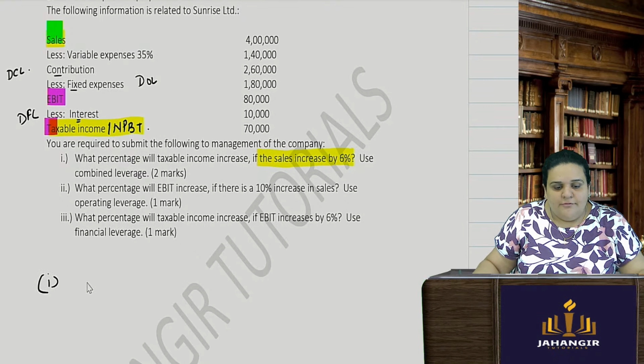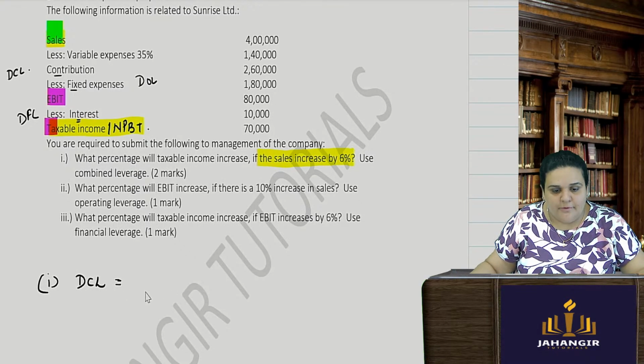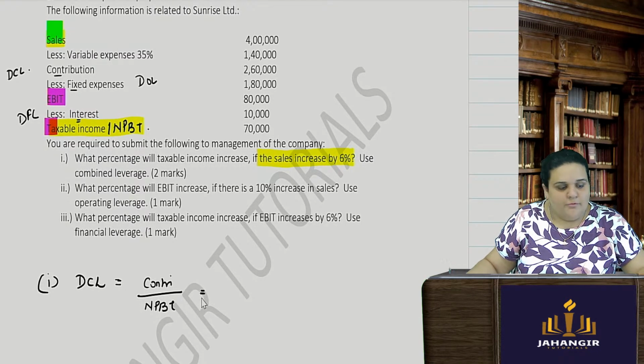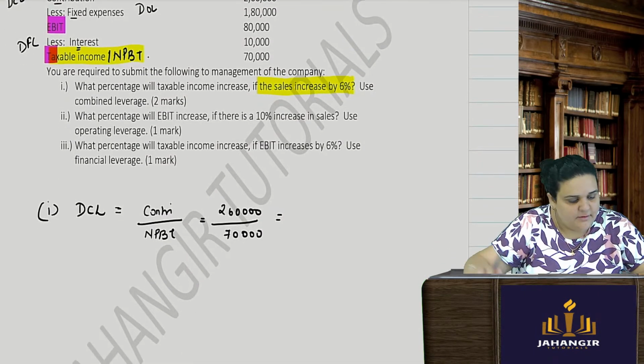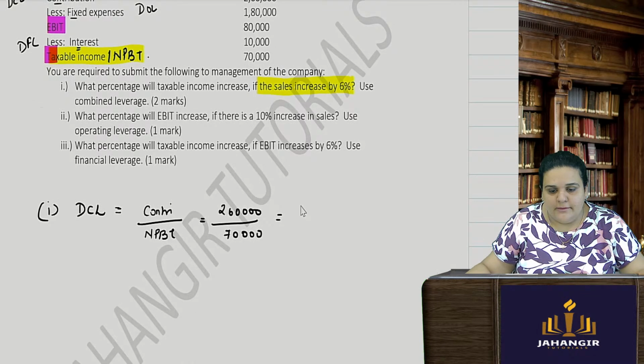So let's do the first one, degree of combined leverage. Degree of combined leverage is nothing but, if I am putting a formula over here, contribution upon NPBT. Contribution is 2,60,000. NPBT is how much? 70,000. So the answer here is 3.714 times.